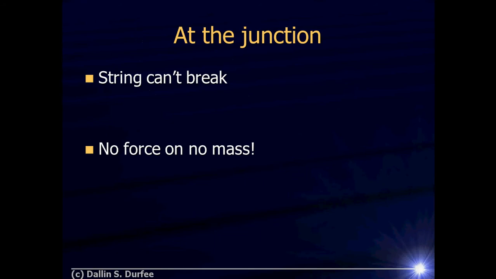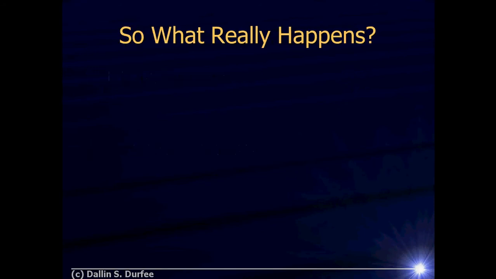All right, so here's what we know. The string can't break, and there can be no force on that point where they join, which means that the slope has to be continuous. So what really happens? It turns out that just having transmission cannot satisfy those two boundary conditions, that the string can't break and the slope has to be continuous. So it turns out I need an extra term. In addition to an incident wave and a transmitted wave, I will also have a reflected wave.